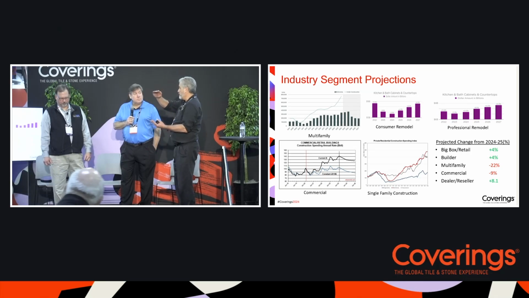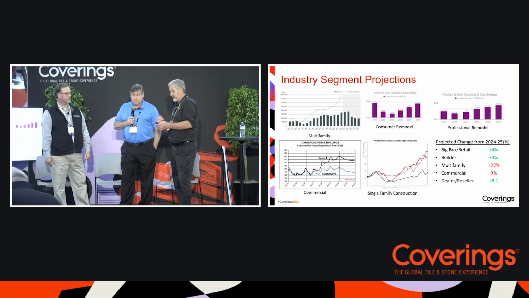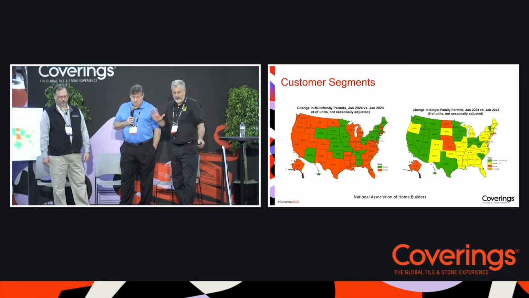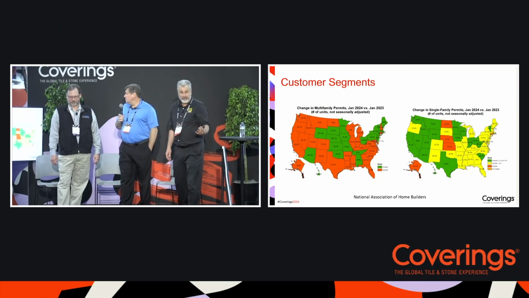So you've got a 30-point swing depending on what segment you're in. That's massive. And then this is one of my favorite charts, from the National Association of Home Builders. It's going to be a little hard to read, so grab the QR code at the end. But by state, what's going on?